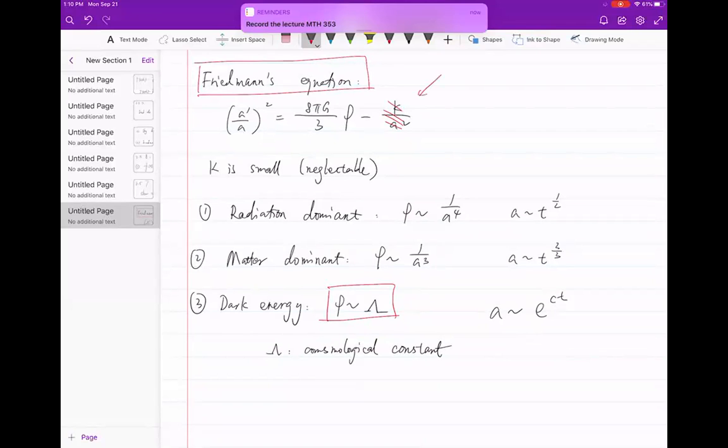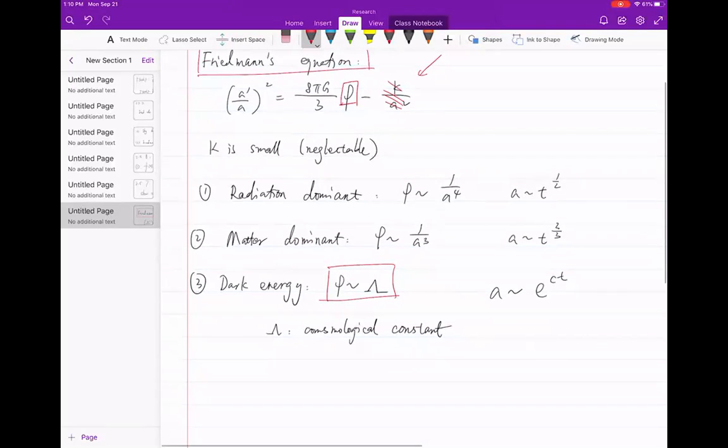Here we have the Friedmann's equation. The first thing is if k is small, the last term doesn't really matter. Second, now we just need to focus on the formula of rho. For different formulas of rho, we can solve for different A. For matter, your A increases, your volume increases as A cubed, then your density reduces as 1 over A cubed. We solve that, and we have A equal to T to the 2/3, roughly.